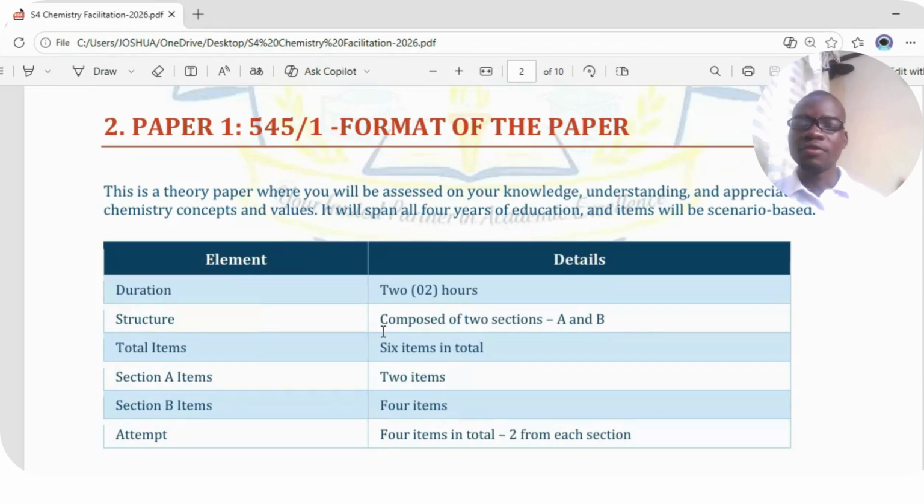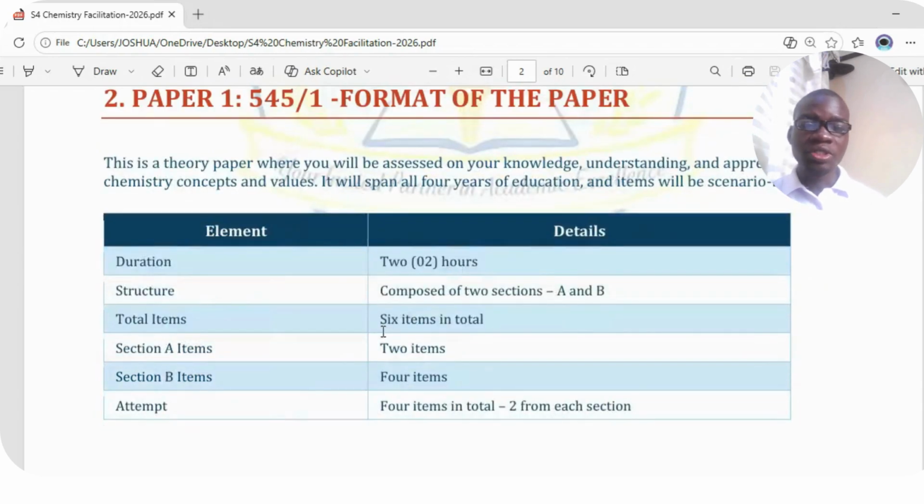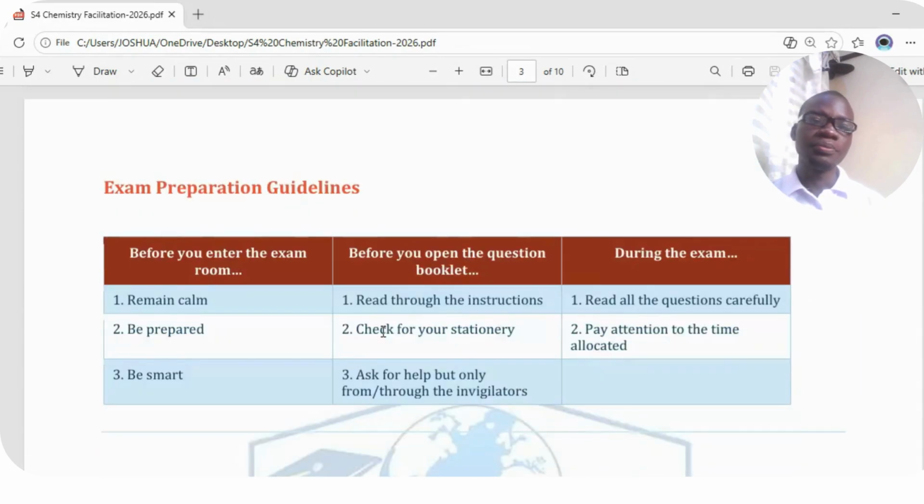Total items, we have 6 items. We have 2 in section A, and then we have 4 in section B. So the 2 in section A are compulsory, and then the 4 in section B, we have actually 2 parts. Part 1, which is having 2 items, you choose 1, and then part 2, we have 2 items, you also choose 1. So you are supposed to attempt in total 4 items, 2 compulsory ones from section A, and then 2 from section B, 1 from part 1, and then 1 from part 2 of section B.